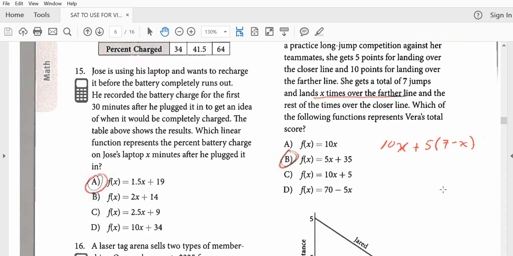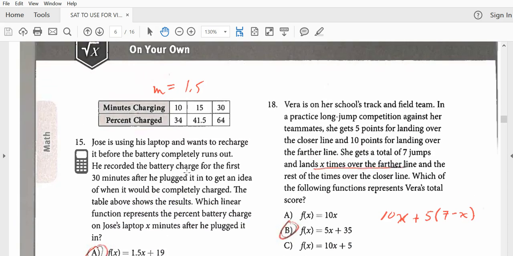Okay. Here we have Jose, who is using his laptop and wants to recharge it before the battery completely runs out. He recorded the battery charge for the first 30 minutes after he plugged it in to get an idea of when it would be completely charged. So he's estimating how long it's got to be plugged in for, which I think all my students should do. And then we're trying to figure out about how it looks.